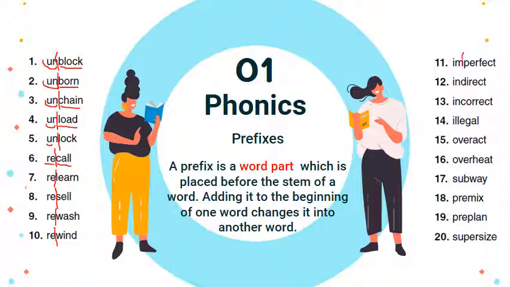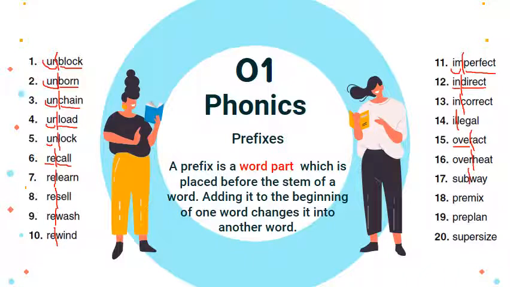We move to number 11. Imperfect. Im is another prefix. So till now I have three prefixes: un, re, im. Perfect is the root word and im is the prefix. Indirect also. In is another prefix. Incorrect. Illegal, il together they make a prefix. Overact, over is another prefix. Overheat.